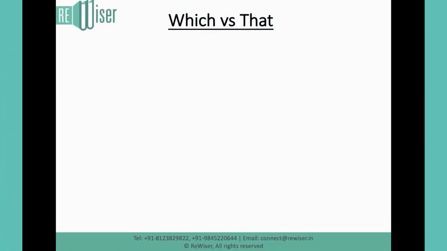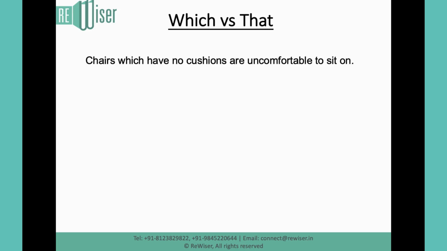This particular lesson is all about the difference between the usage of which and the usage of that. They're not interchangeable. Let's take an example to illustrate this. Chairs which have no cushions are uncomfortable to sit on. This is the sentence I want to say. Now, I want to determine whether the usage of the word which over there is correct.